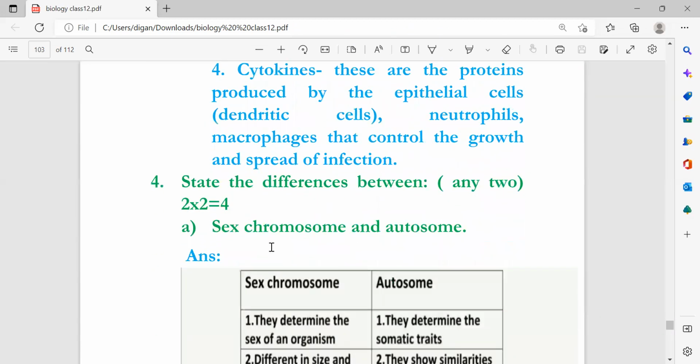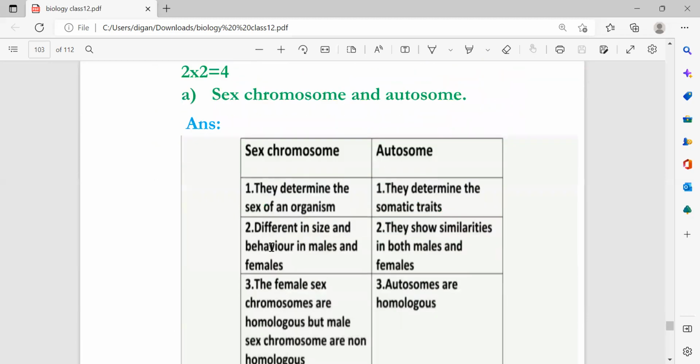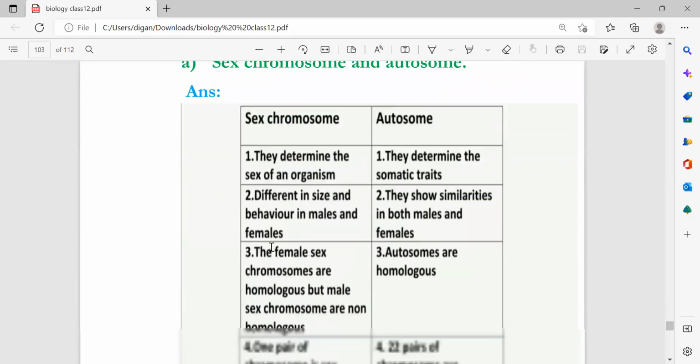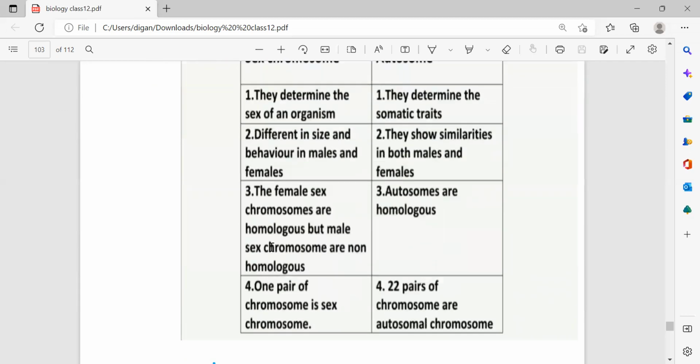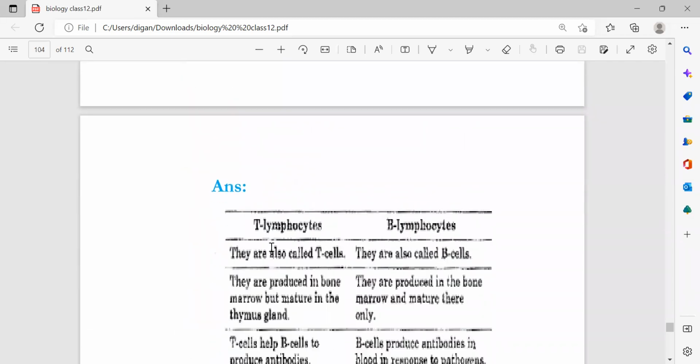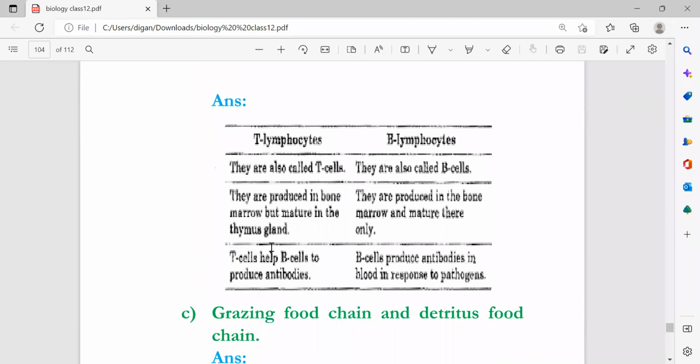Next, state the difference between any two. First one is sex chromosome and autosome. You know, this is a difference. So here only 2 marks are there. I am giving you 4 differences, but if 2 marks come, you just write 2 differences. 2 differences will be sufficient. Next difference will be T lymphocyte and B lymphocyte. So here also I am giving you 3 differences.